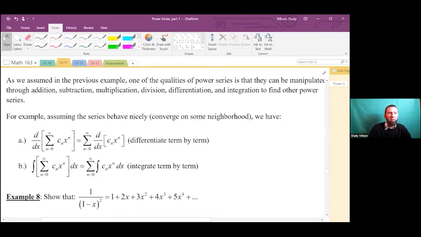As we assumed in the previous example, one of the qualities of power series is that they can be manipulated through addition, subtraction, multiplication, division, differentiation, and integration to find other power series. So, for example, assuming the series behave nicely, that is, converge on some neighborhood, the derivative of a sum is the same thing as the sum of the derivatives. So you can move the differentiation in and out. Similarly, the integral of a sum is the same thing as the sum of the integrals. And it was this latter property that we used in example 7.